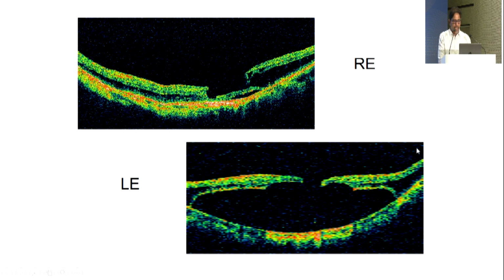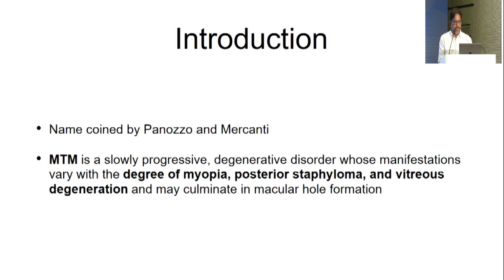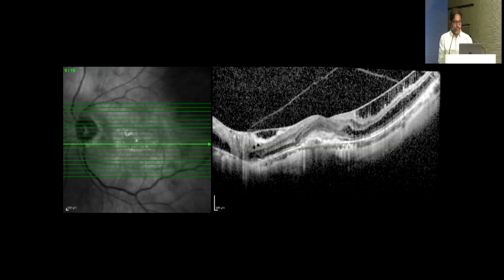You can see at the base of the hole the presence of myopic macular schisis. This is the most severe stage of myopic traction maculopathy. Initially, multiple names were given to this entity, but right now myopic traction maculopathy is the most preferred and accepted terminology, currently being used everywhere.